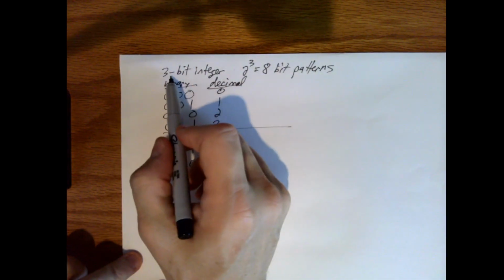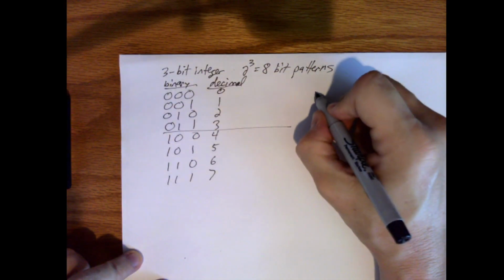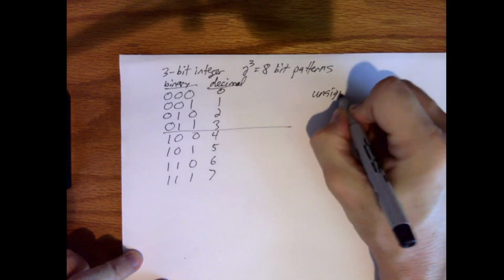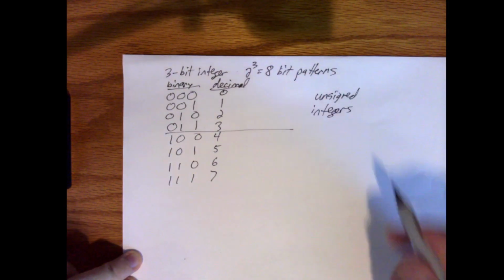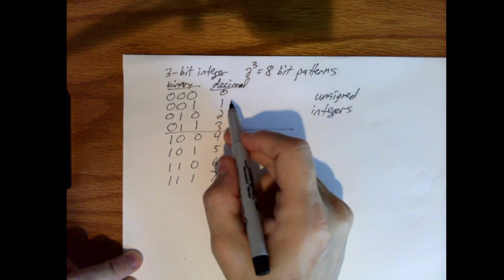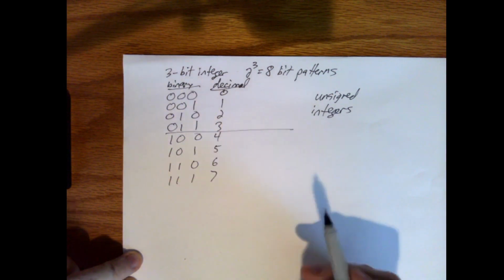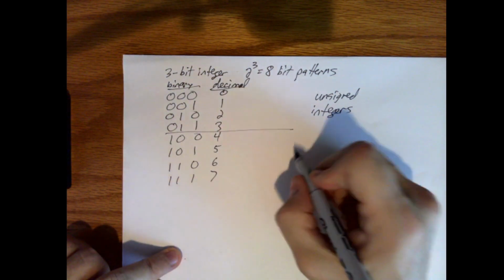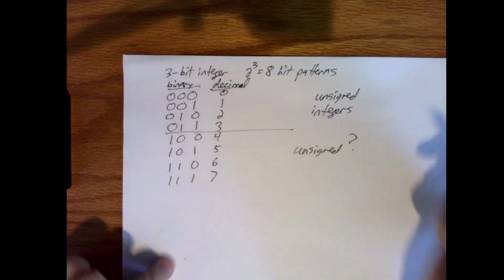So whether I'm talking about 3-bit numbers or 64-bit numbers or whatever, this is how this works when we're talking about unsigned integers. Right? I have 8 bit patterns, but all those are devoted to either positive numbers or a 0. So what about signed? Let's talk about how that works.